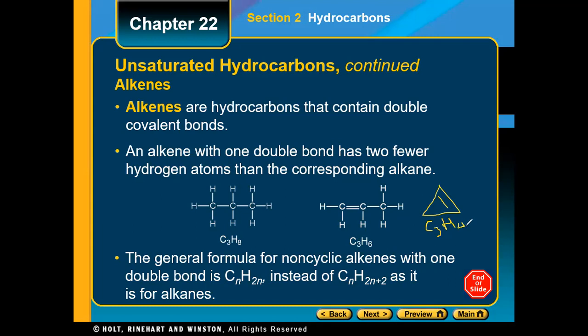So notice that this formula doesn't apply to the cyclic alkenes. You have a certain number of carbons, and the double of the carbons is going to be the hydrogen. So if you have 3 carbons, you will have 6 hydrogens in the alkenes. But if this alkene is a cyclic alkene, then the formula is not going to be applicable.